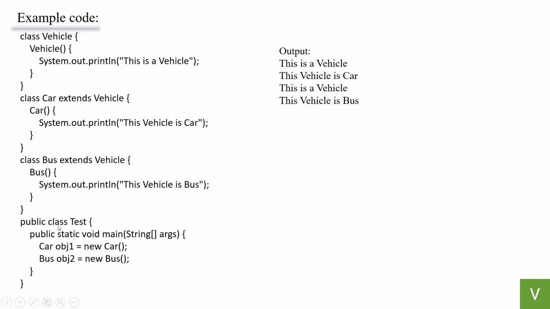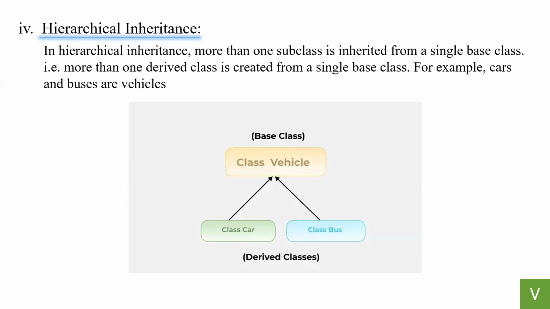As we know, the execution of the program starts from the main function, which is in class test. In the main function, we created objects. Car obj1 is equal to new car, so memory is allocated for the car class, whereas bus obj2 is equal to new bus, so memory is allocated for the class bus. By executing this code, the output will be: this is a vehicle, this vehicle is a car, this is a vehicle, this vehicle is bus. So this is the process of hierarchical inheritance.